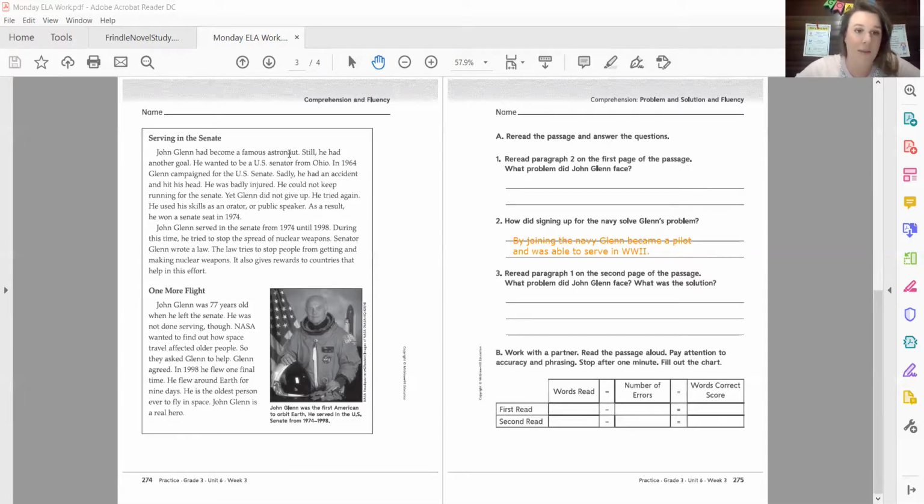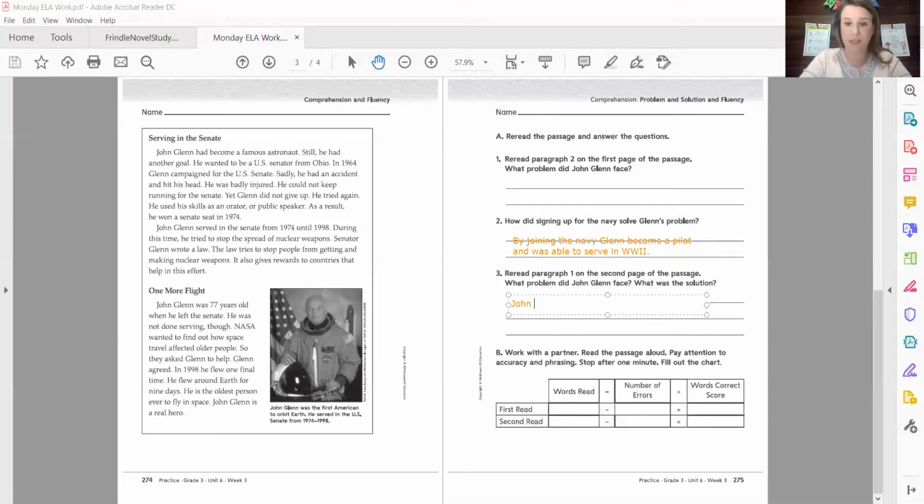John Glenn had become a famous astronaut. Still, he had another goal. He wanted to be a U.S. Senator from Ohio. In 1964, Glenn campaigned for the U.S. Senate. Sadly, he had an accident and hit his head. He was badly injured. He could not keep on running for Senate. All right, so there's the problem. So I'm going to stop right there because I found the problem when I reread it.